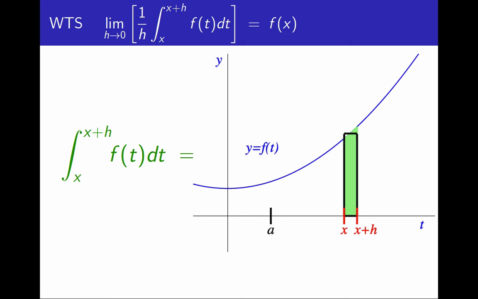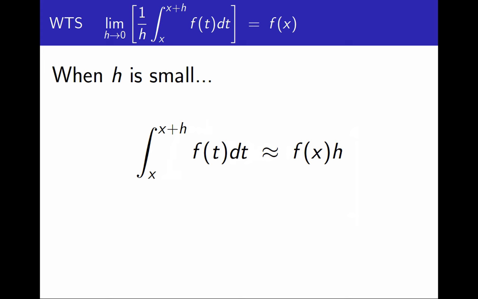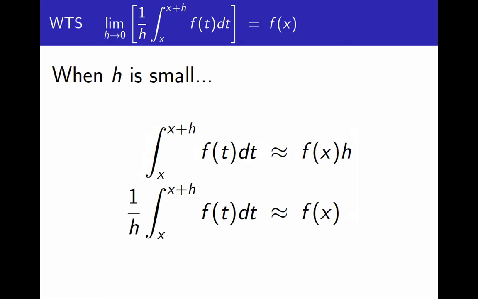This is not precise. But what I'm saying is that if h is small, the green area is about f of x, the height, times h, the width. And therefore, the green area divided by h is about f of x.